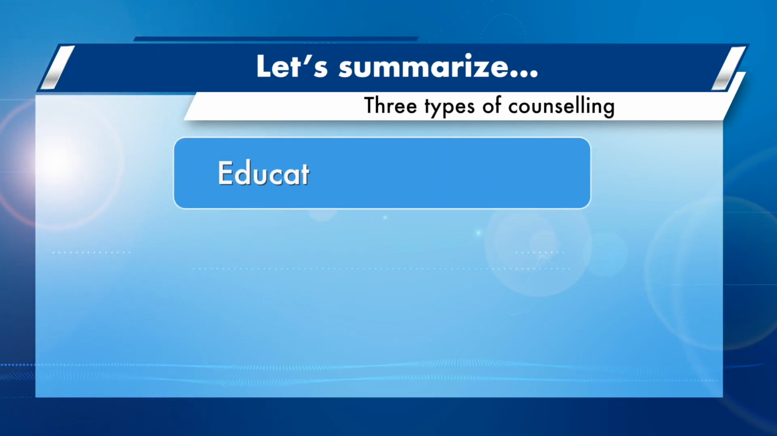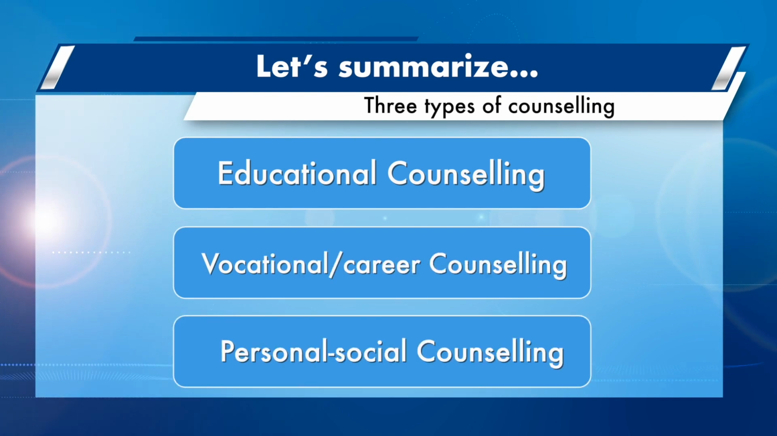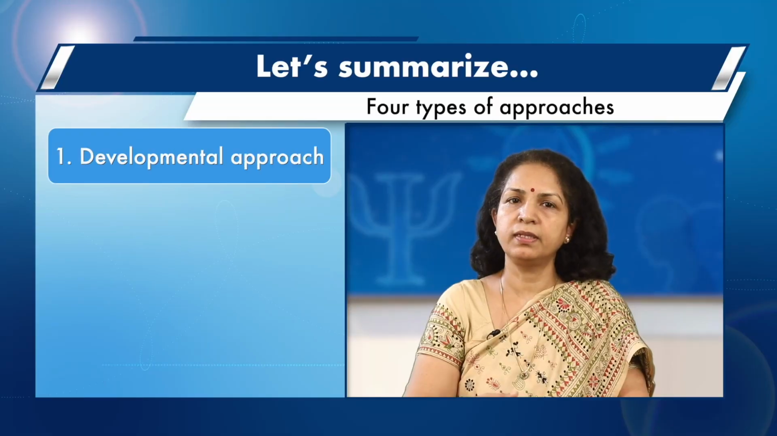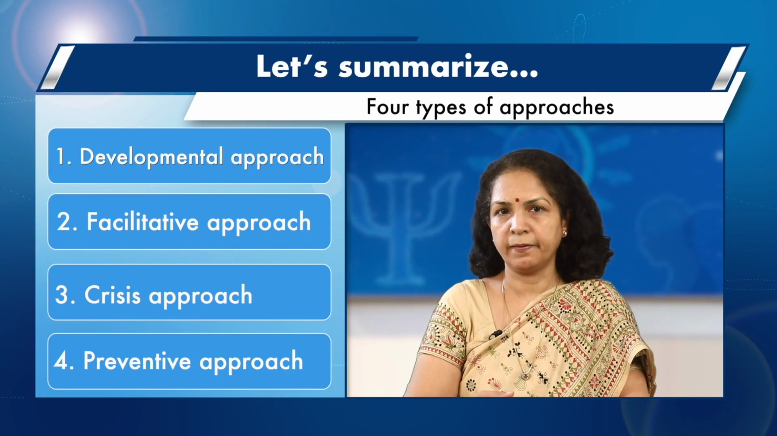So at the end, to summarize, in this session you learned about the three types of counseling, such as educational counseling, vocational or career counseling, and personal social counseling. And within each of these, we can have four types of approaches or focus to our counseling, that is developmental, facilitative, crisis counseling, and preventive counseling.